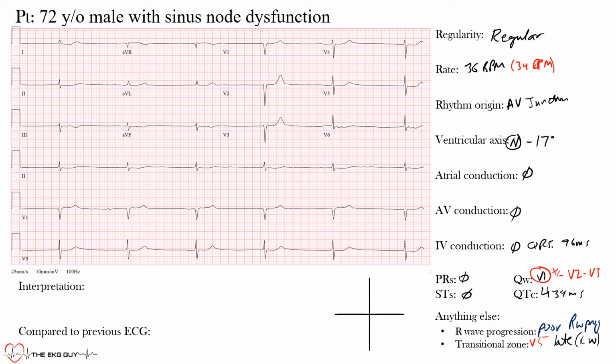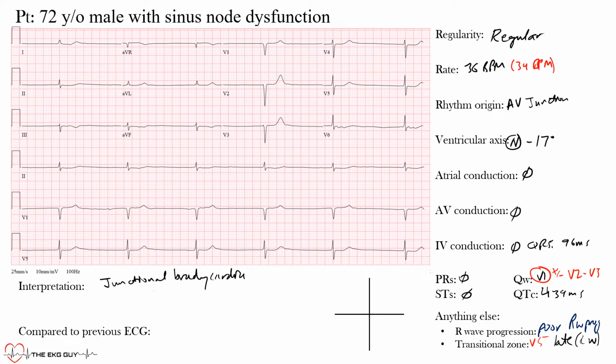So let's review what we have here. We have a regular rhythm, a rate around 36 beats per minute, okay, so slower, at the AV junction, likely origin, and that should tell you that we're dealing with junctional bradycardia. Okay, and we'll get to this shortly, but this is junctional bradycardia as our underlying rhythm. Okay, the axis we said was in the normal limits. Okay, slightly left shift, but physiologically normal in this adult patient.